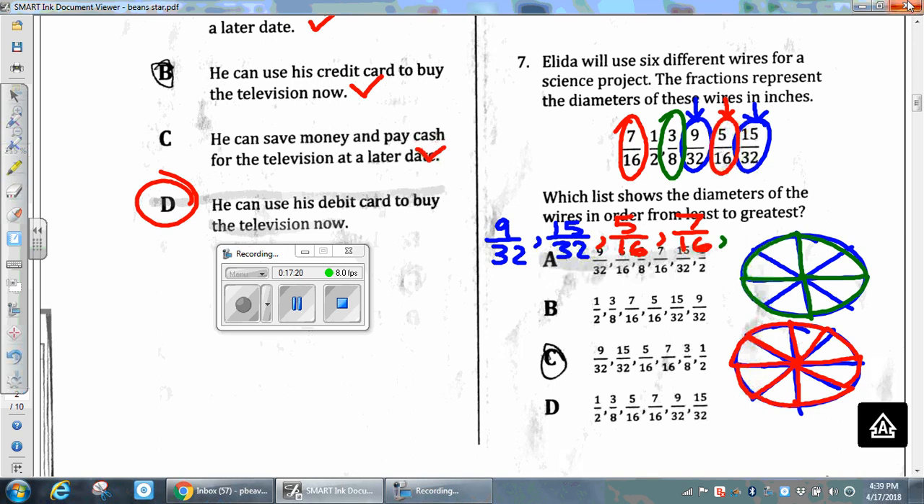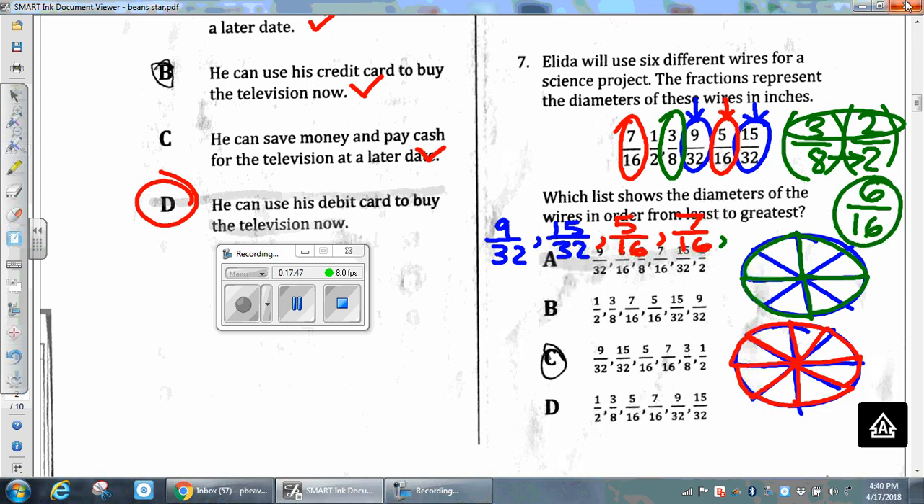So I'm not really sure where to put the 3 over 8, but what I know is that if I wanted to convert it to something that will have a 16 on the denominator, perhaps I will have to multiply 8 times 2. And remember, whatever you do to the bottom, you should do it to the top. So if you multiply by 2, here 3 times 2 will give me 6. So now I know that 3 over 8 is equivalent to 6 over 16.